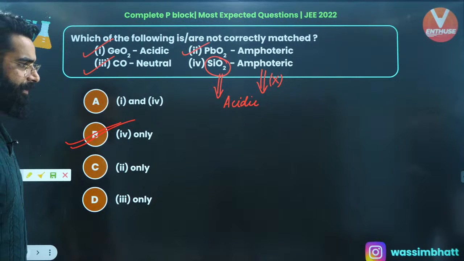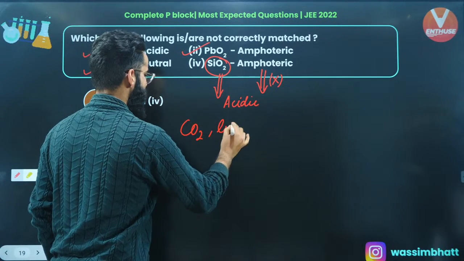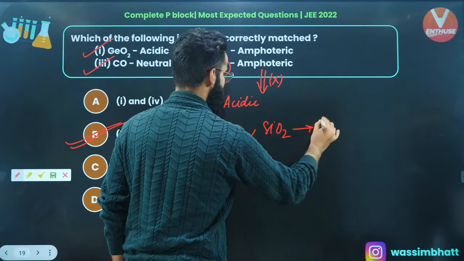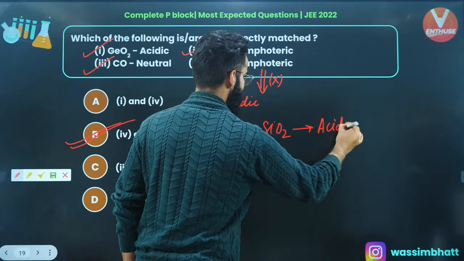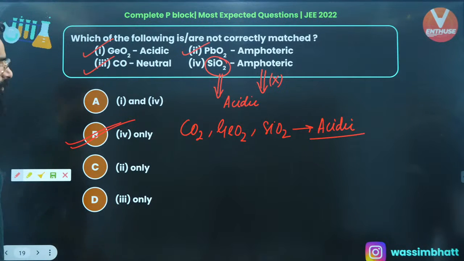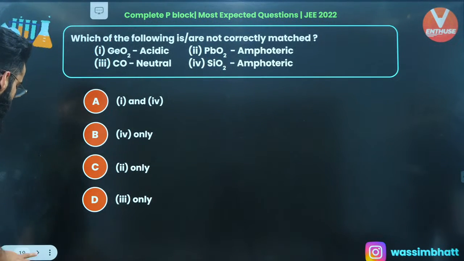Right, people? So all of you must be knowing about carbon dioxide, GeO2, germanium dioxide, and SiO2. These are acidic oxides. So do remember them. So it's option B which is incorrectly matched, right? That's something which I was supposed to identify.